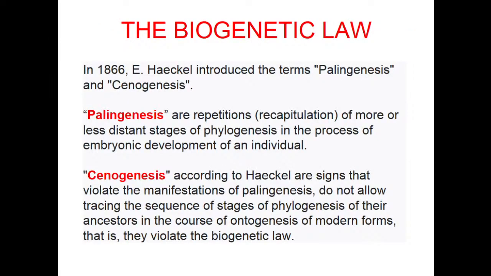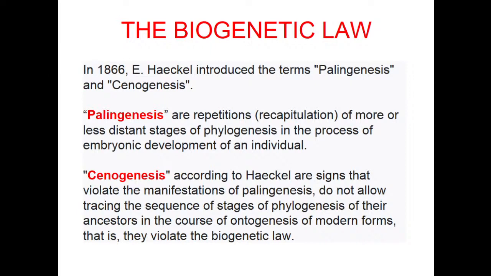What is the basis for this biogenetic law? Two very important terms: palingenesis and xenogenesis. What does palingenesis mean? Repetitions or recapitulations of more or less distant stages of phylogenesis in the process of embryonic development of an individual.